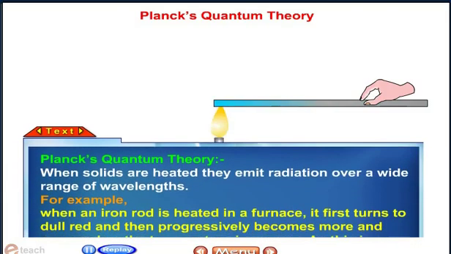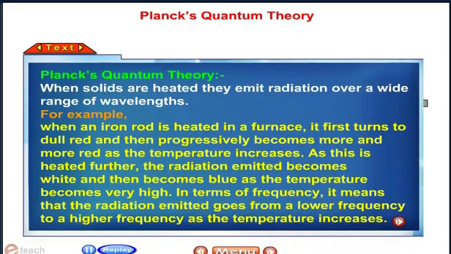According to Planck's quantum theory, when solids are heated, they emit radiation over a wide range of wavelengths. For example, when an iron rod is heated in a furnace, it first turns to dull red and then progressively becomes more and more red as the temperature increases. As this is heated further, the radiation emitted becomes white and then becomes blue as the temperature becomes very high.